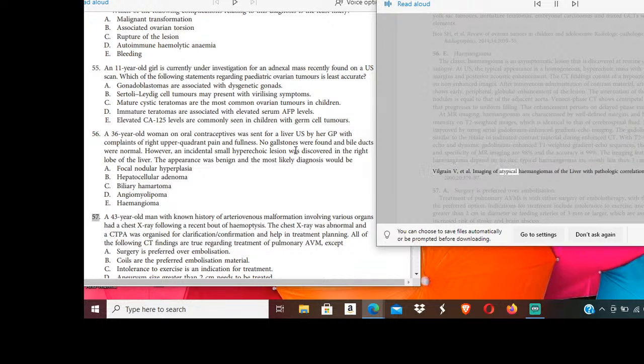Vilgrain V, et al. Imaging of atypical hemangiomas of the liver with pathologic correlation. Radiographics. 2000, 20:379-97.